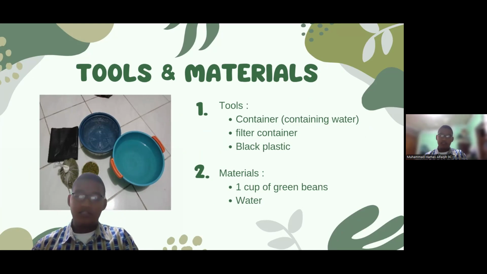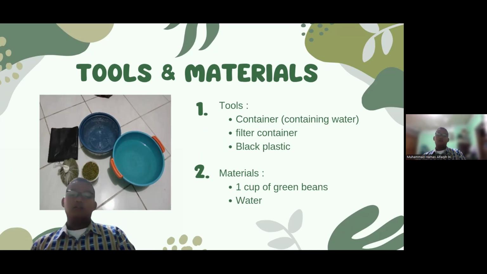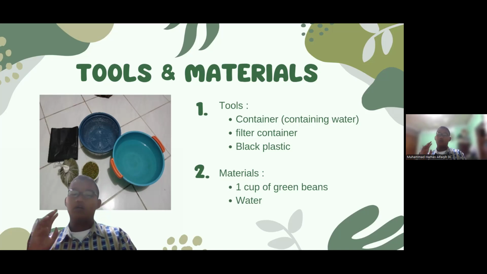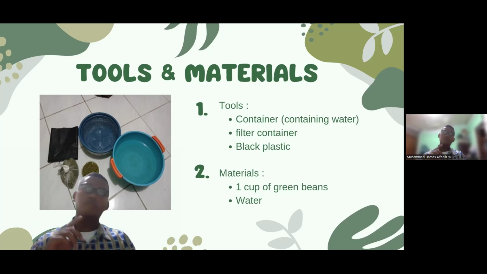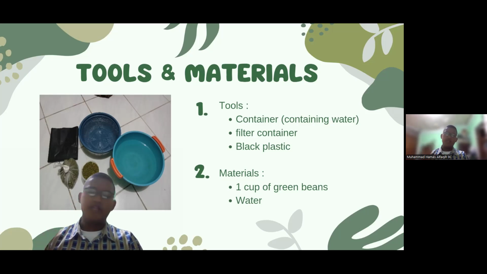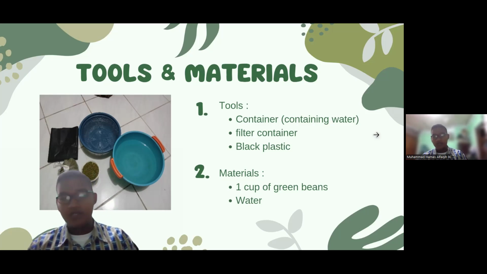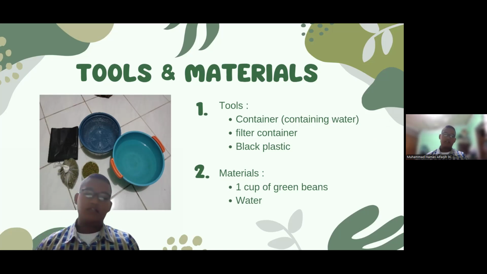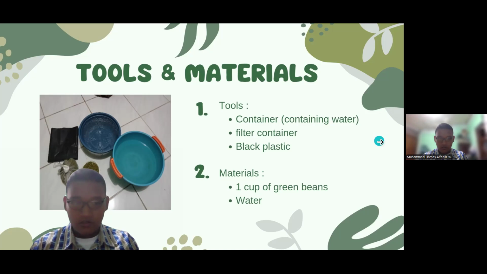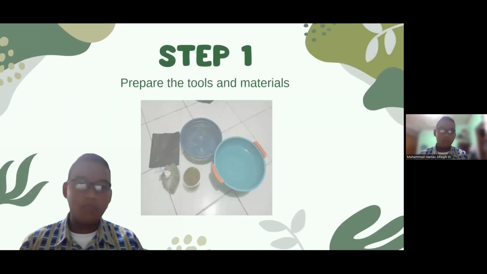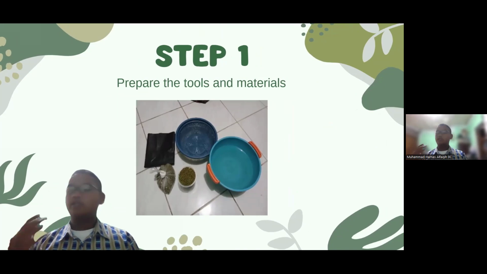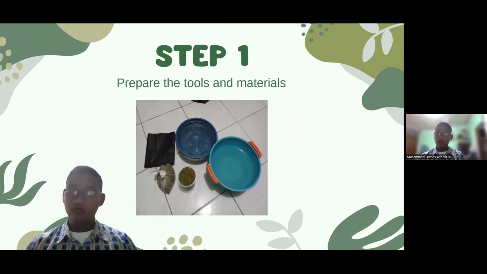The second one is materials. So the materials that I use is the first one, 1 cup of green beans. You can do as many as you want, by the way, but I just use 1 cup of green beans. And the second one is water. So the step one, you should prepare the tools and materials first before you do the scientific experiment.